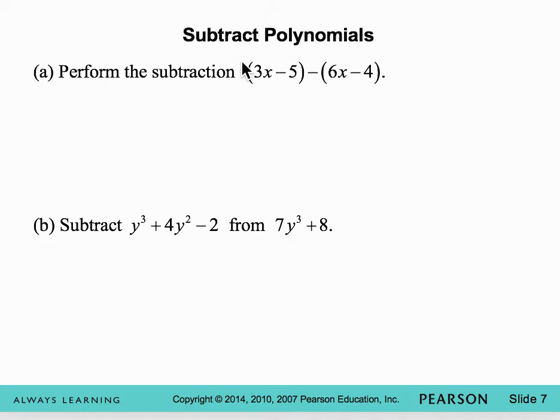Now, when there's not a number written, it's understood to be a 1, right? So if there's not a number here, it's really a negative 1. So when I distribute 1, it doesn't change anything. But negative 1 being distributed makes that negative 6x, and negative 1 times negative 4 plus 4. So remember, if you're subtracting polynomials, you got to subtract every single term, not just the first term.